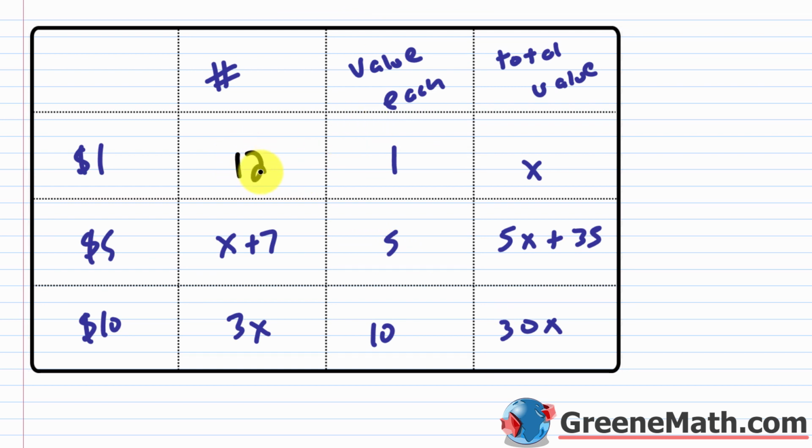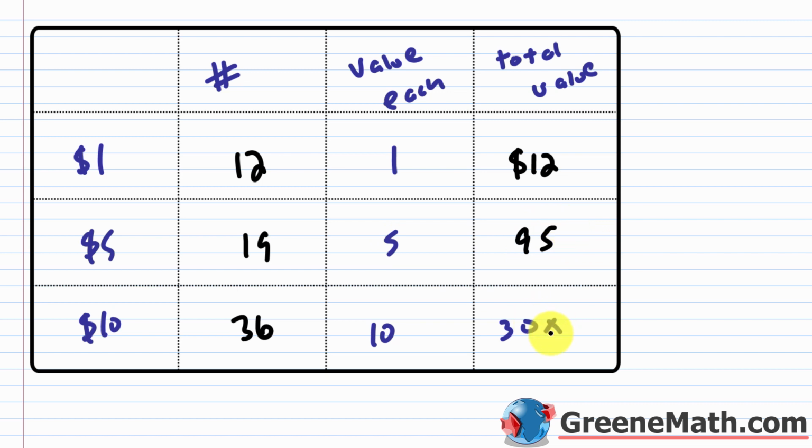All right, so coming back up here, I'm just going to replace everything because we know what x is now. So this is 12. This right here would be 19. And then this would be 36. Now multiplying across, this would be $12. That's the total value. Then multiplying across, again, you could plug in a 12 here, or you could just say 19 times 5, that's going to give you 95. So this is 95. And then over here, again, I could plug in a 12, or I could just say 36 times 10, that's going to give me 360.